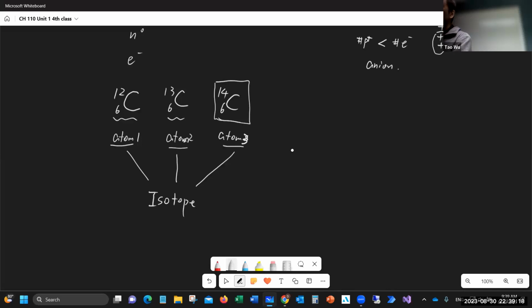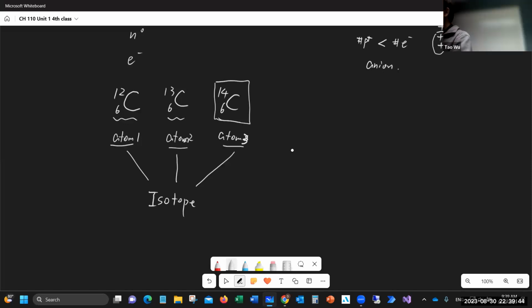Each of those is an atom, but they are in the same category. It's called isotope because they belong to the same element, but they are different. Each of those atoms is different, but they belong to the same element. So we call this group of atoms isotope.